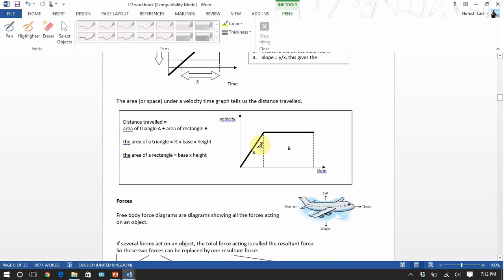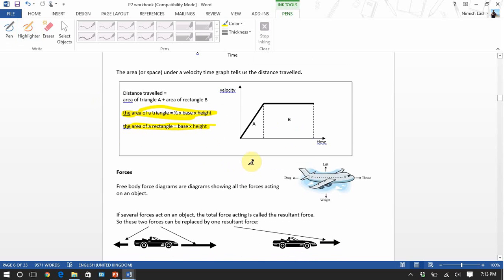With a graph, you split it into two shapes that make it up, and you can figure out the area under that graph. If it's a triangle, you do half base times height. Okay, the area of that triangle is half base times height. And this is a rectangle, so that's just base times height. You add those two areas together, that's the total distance travelled.